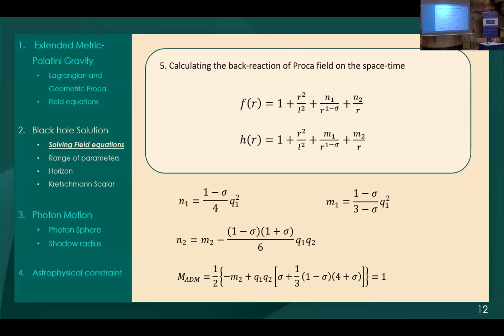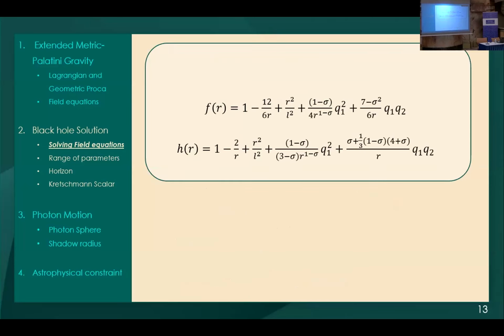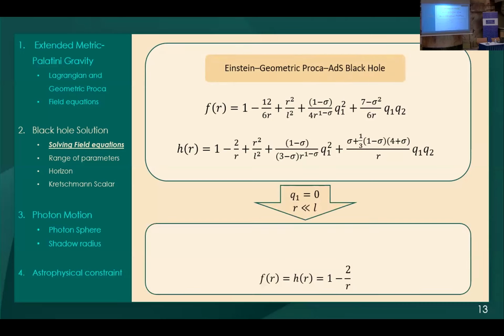So after substituting them in the solution, we see the final form of the metric is like that, and we call this Einstein geometric Proca AdS black holes. Now let's look at the limit case. When charge is 0, Q1 is 0, and when r is much smaller than L, the AdS scale size, the solution becomes this form, which is the Schwarzschild black hole.